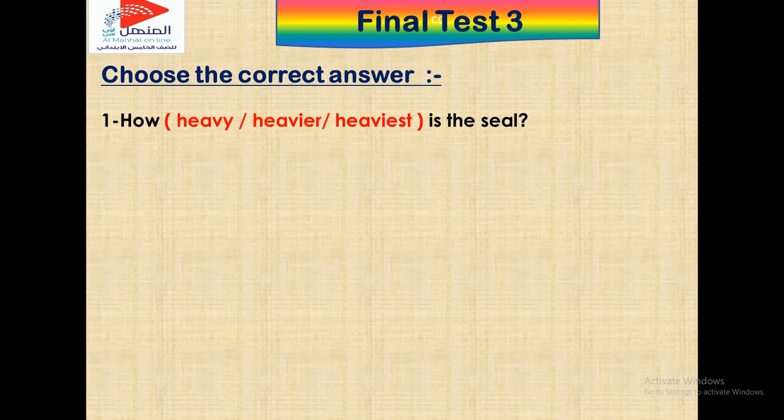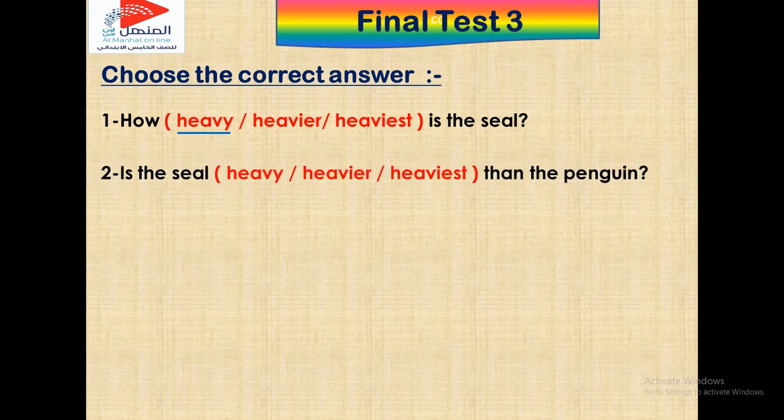Here the base adjective, good job, is heavy. So how heavy is the seal? Number 2. Is the seal heavy, heavier, heaviest than the penguin? Here we talked before about comparison of adjectives. In comparison of adjectives, you compare between two things, two people, two animals, and so on. Here we have two, like two scales, the seal and the penguin. You are comparing between them in the weight.